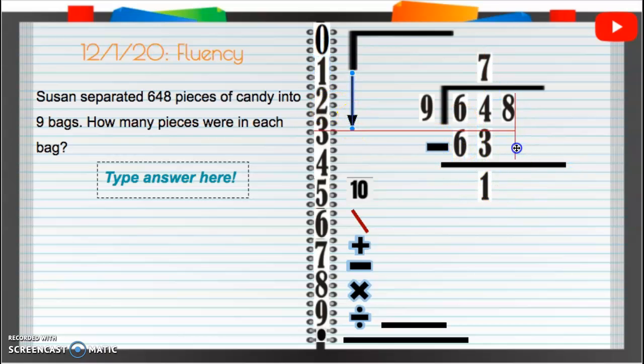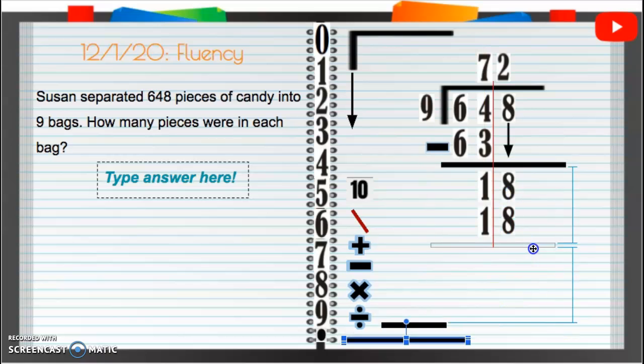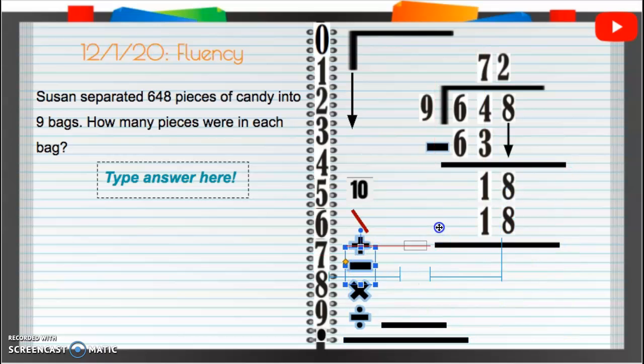We're going to now drop that 8. Now, how many times can 9 go into 18? Oh, I know that. It can go in 2 times. What is 9 times 2? It is indeed 18. Boop-a-choo. All right, then when we subtract, 18 minus 18 is 0.